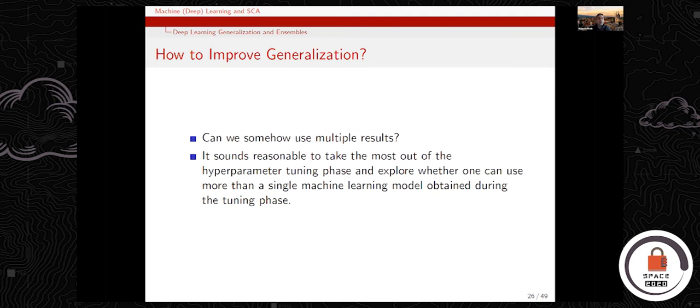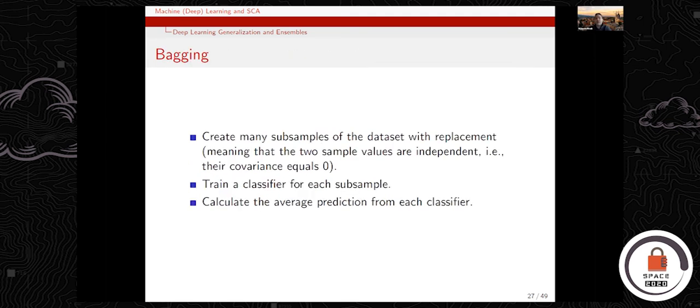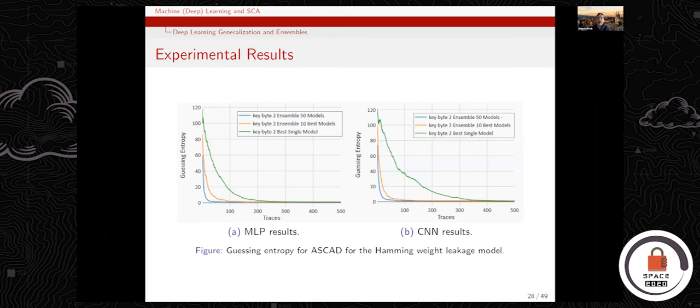And then what we can do, we can use something like bagging. It's a very simple ensemble technique where we train many classifiers, many machine learning algorithms. And then we calculate the average prediction from each classifier, and then we combine. So here we can see a couple of results. Again, the ASCAD data set. What happens if we use just one best model, green line? What happens if we use a combination of many models?